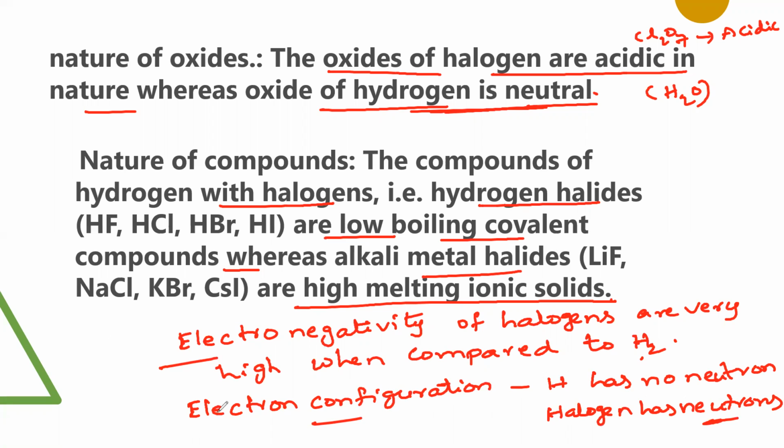So what are the main dissimilarities? Electronic configuration, electronegativity, nature of compounds, nature of oxides. Total four differences. These are the dissimilarities of hydrogen with halogens. Next, continuation.